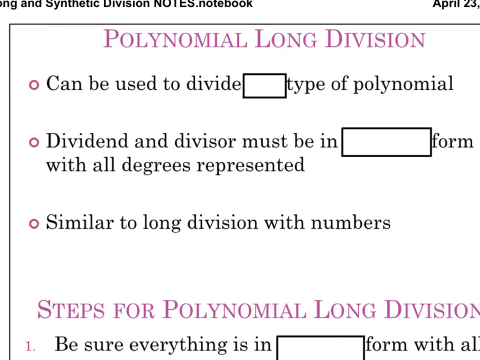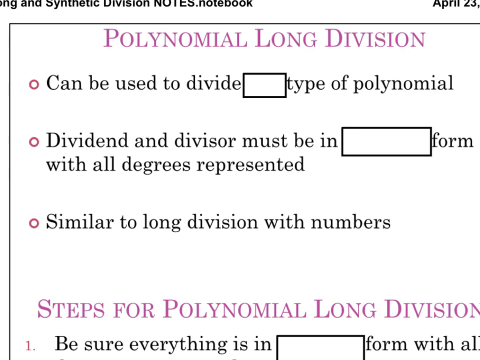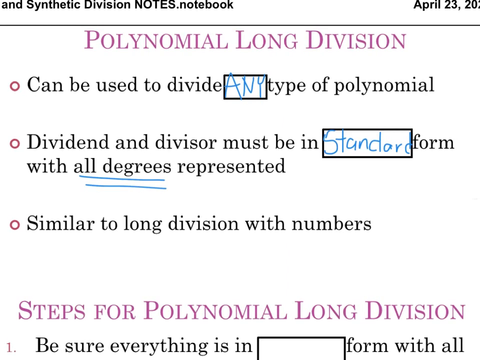Today we are going to talk about long division of polynomials. You can use this to divide any type of polynomial, any type. The dividend and the divisor must be in standard form with all of the degrees represented. So if there is an x squared term that is missing, we would put that in with a 0 in front, substitute that in. And long division with polynomials is very similar to long division with numbers.